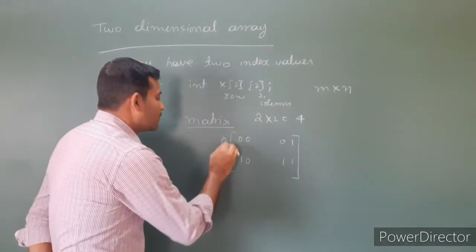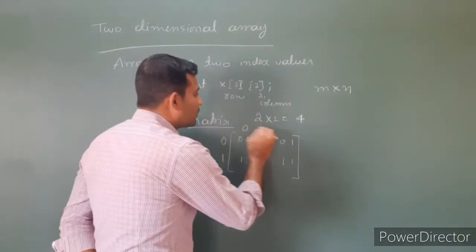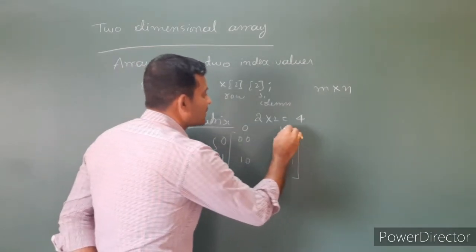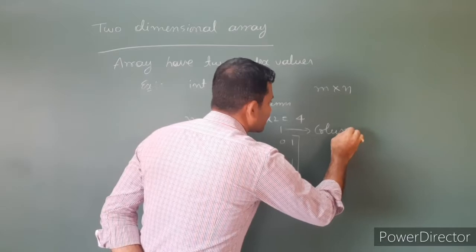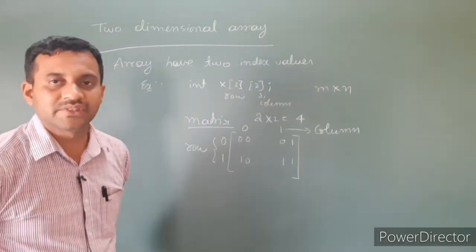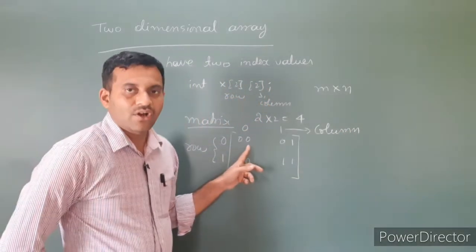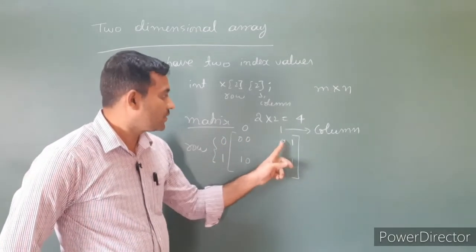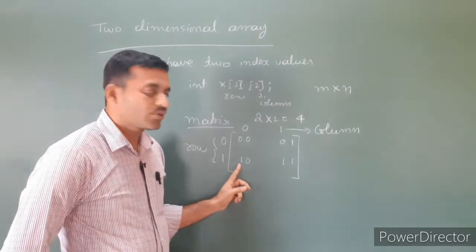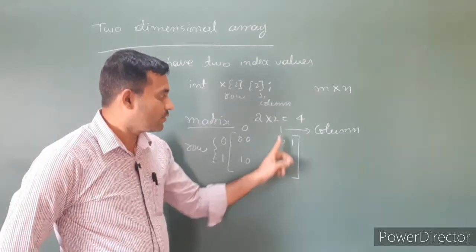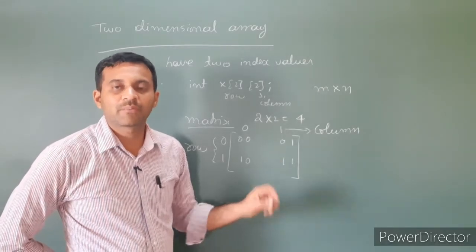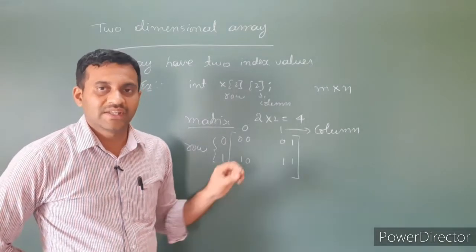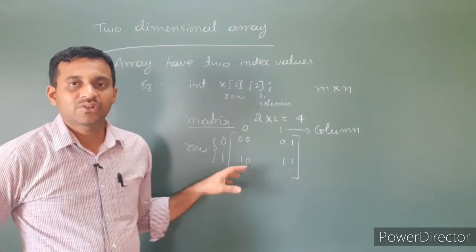Here there are rows 0, 1 and columns 0, 1. So these are called rows, and these are the columns. Then the first element is 0,0. How to write the first element? First row first column, first row second column, second row first column, then second row second column. Like this we represent memory for the two-dimensional array. So in an array it represents rows and columns.